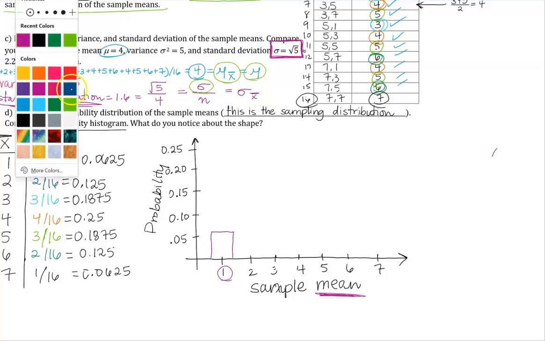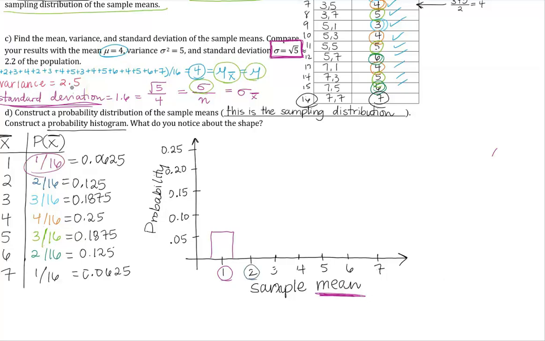If the mean came out to be 2, there was about a 0.125 chance of that happening. So we're going to go up to 0.125, so about right there, halfway between 0.10 and 0.15. And notice how I am trying to center the bars of my histogram around the sample mean that I'm talking about. I should probably make the first one a little bit wider so all of our bars have the same width, because that is a characteristic of a histogram, as we learned back when we learned about graphs.